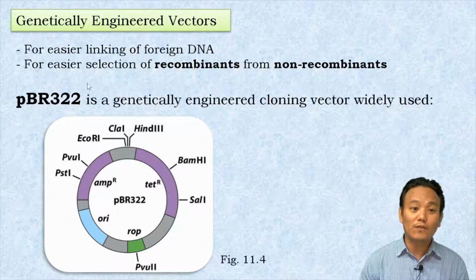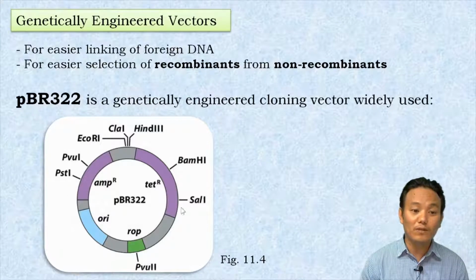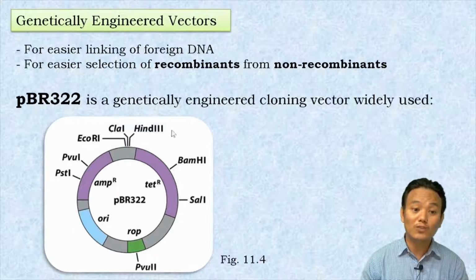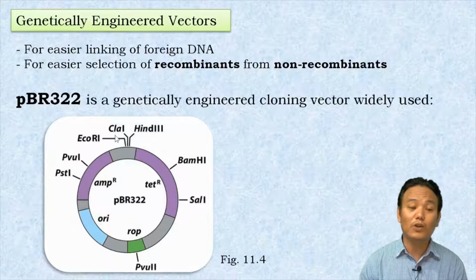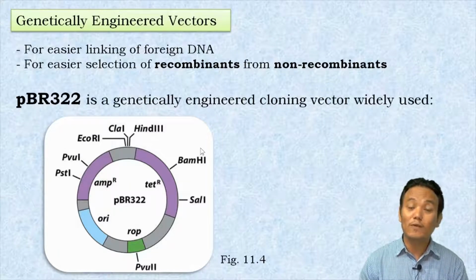One such genetically engineered vector is pBR322, right? It is widely used in different laboratories the world over. So pBR322 is the name of a genetically engineered cloning vector. This is the diagram of pBR322. It is given in your textbook on page number 199, figure number 11.4. You should practice drawing this diagram and try to understand it. Right? This is important from your examination point of view. pBR322 is a genetically engineered cloning vector widely used because it has certain characteristics. So let us try to understand some desirable characters which are required within a cloning vector.